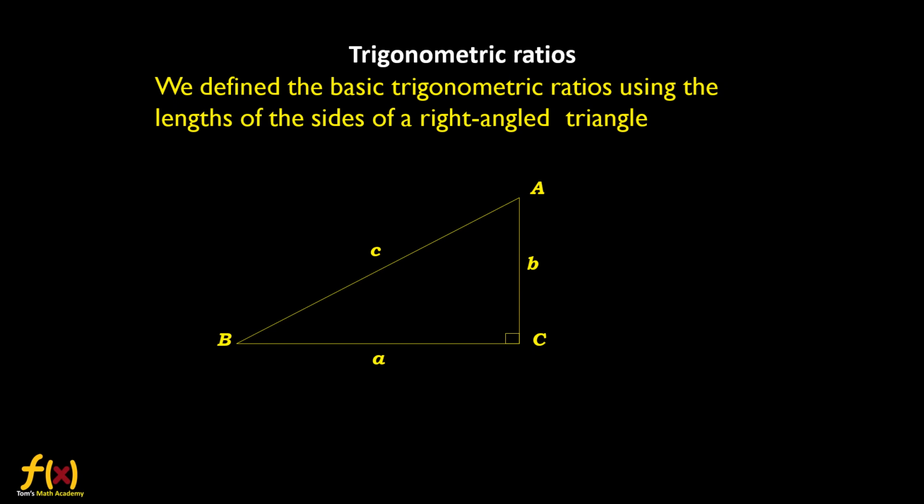Trigonometric ratios. The basic trigonometric ratios using the sides of the right angle triangle. We define them and we learn them in the junior class, but even then we just go quickly into the information. The three trigonometric ratios, okay, sine theta, cos theta and tan theta, they are the basic three trigonometric ratios.